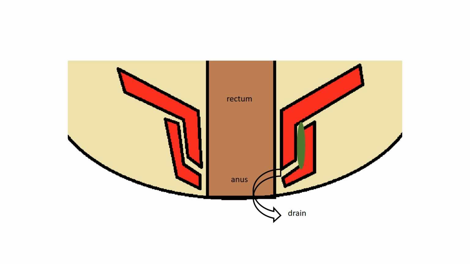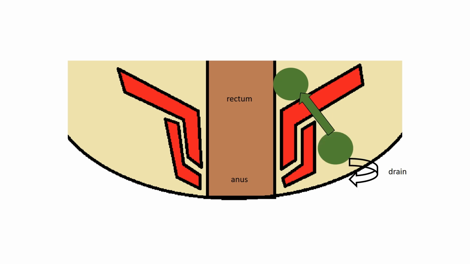Supralevator abscess drainage is not straightforward and requires a deep understanding of the abscess, particularly its origin. So, for supralevator abscess that comes from intersphincteric abscess, drainage should be at the rectum. On the other hand, supralevator abscess that originates from the ischiorectal abscess should be drained via the perineum.